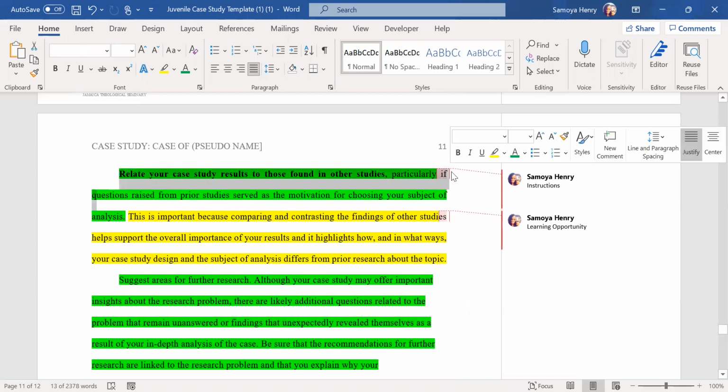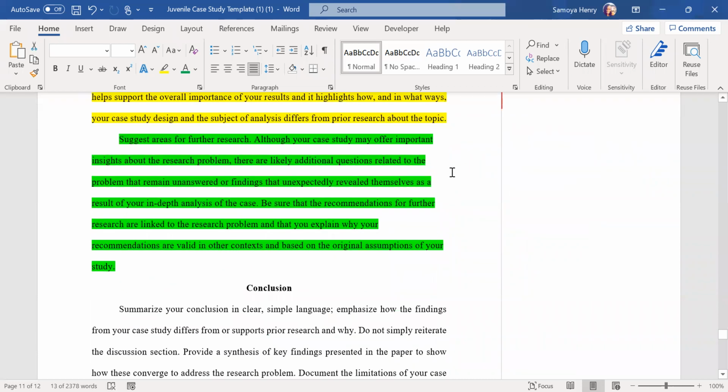And I'm rushing because I'm 10 minutes late for a meeting. So, the results of this case study are similar to the results of the other case studies that were done in other countries, or it contradicts them, depending on what you found in the interview. Then there's future research, okay? This part is supposed to be in yellow.